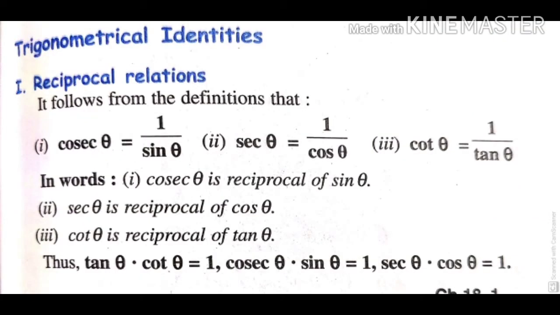Now next we are learning trigonometrical identities. This also we studied last year, so this is again kind of revision. Reciprocal relation, first relation is this: cosec theta is equal to 1 by sin theta, and you can say sin theta is equal to 1 by cosec theta. Why? Because they are reciprocal of each other. Similarly, sec theta is equal to 1 by cos theta and cos theta is equal to 1 by sec theta. Similarly, cot theta is equal to 1 by tan theta and tan theta is equal to 1 by cot theta, like that.